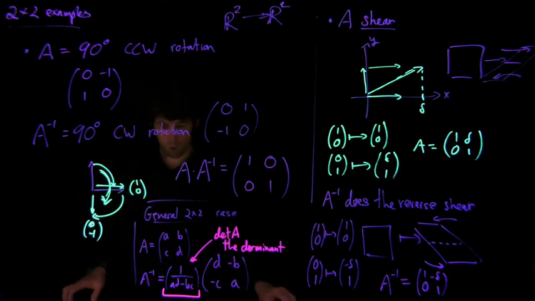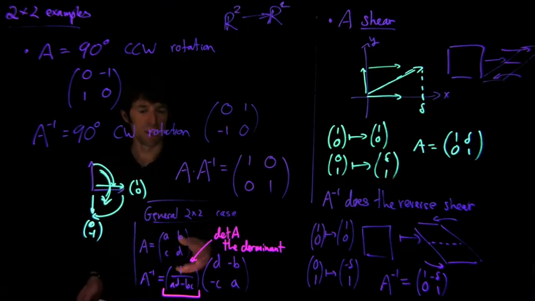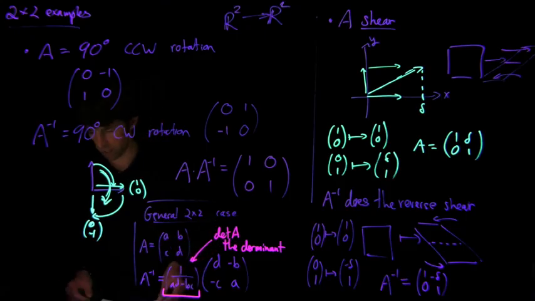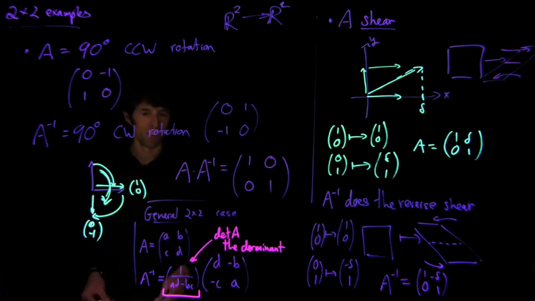We'll talk more about determinants in the next video. For now, all you need to know is that it's some number that we produce by looking at the entries of this matrix A. In the next video, we'll learn more, probably more than you ever wanted to know about determinants, but that's enough for now.